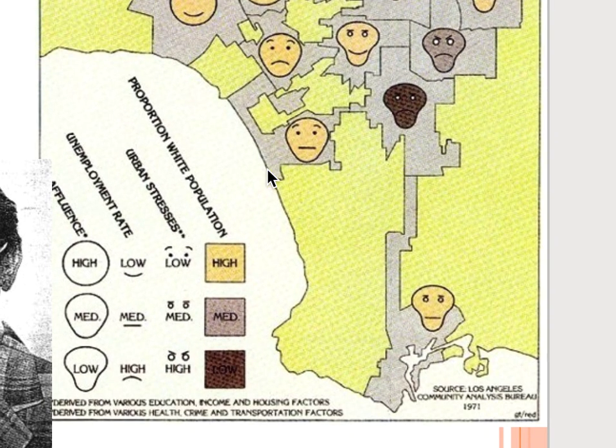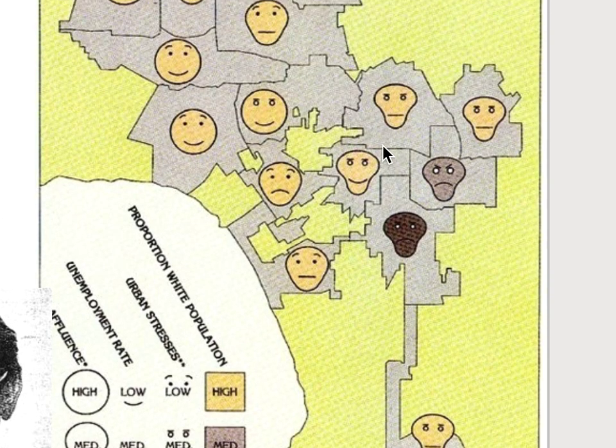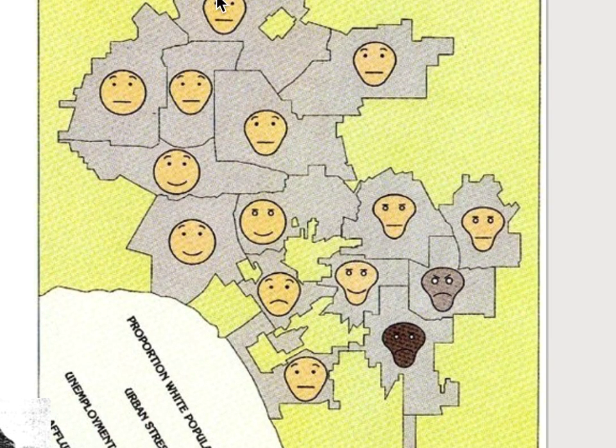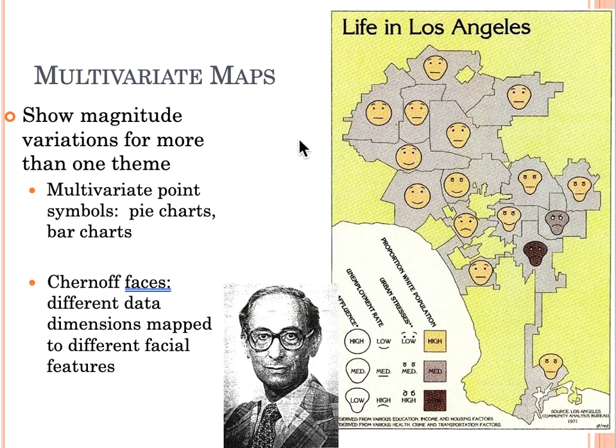So we could see based here on this map in this part of LA, we could see that they have low affluence, the unemployment rate is high, and based on the eyes, it looks like they have high urban stressors, and there is a low white population proportion here compared to the northern part of LA City.